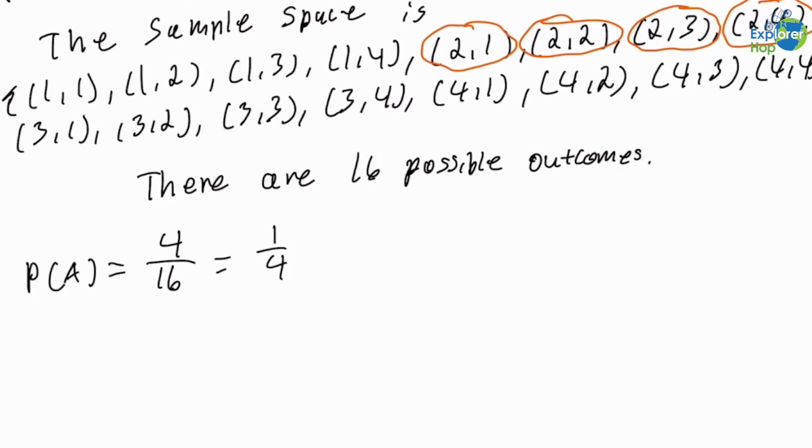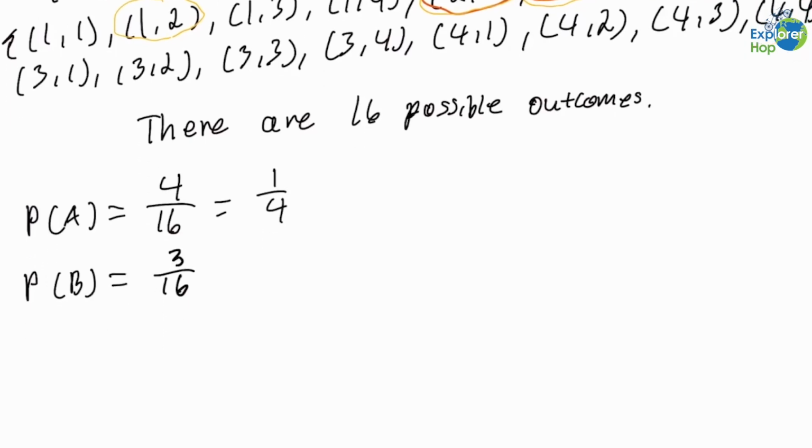Likewise, to find the probability of event B, which is the probability that the maximum of the two numbers is 2, we just take the number of outcomes where the largest number is 2 and divide it by the total number of outcomes. So we see that the largest number is 2 in this outcome over here, this outcome over here, and this outcome over here. And that's all of the outcomes where the largest number is 2. So therefore the probability of event B is equal to 3 over 16.